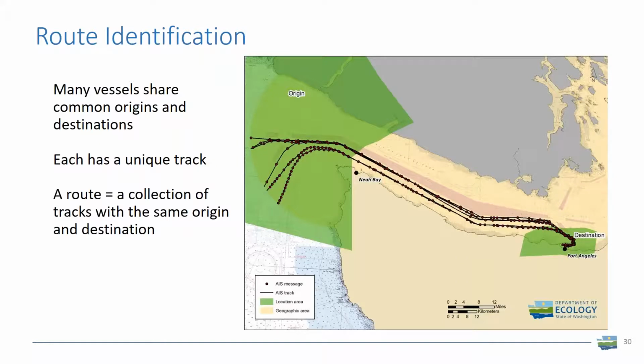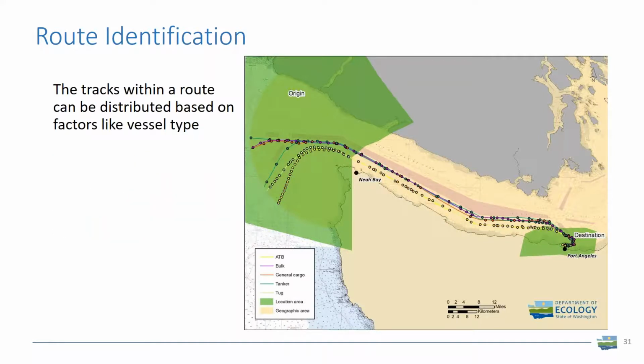As we mentioned, there are many unique tracks that vessels take between an origin and a destination. We can see here that even vessels grouped on essentially the same journey from sea to Port Angeles show the variability that we talked about. Once we've established the tracks, found their start and end points, and assigned them an origin and destination, then we can group them into what we call a route. A route is a collection of tracks with the same origin and destination.